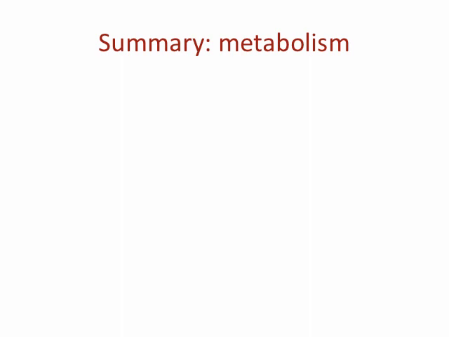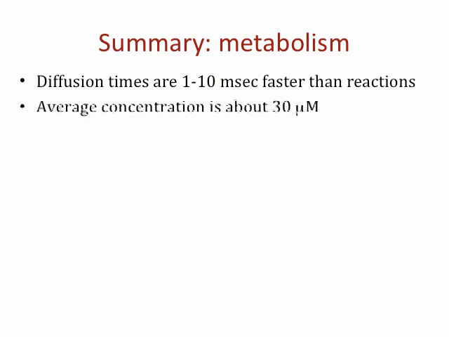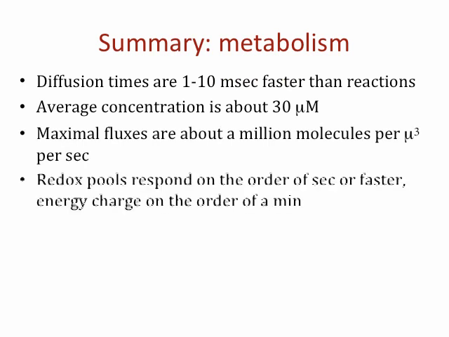So we can summarize some of these quantities for metabolism. First, diffusion times are very rapid inside small cells, too rapid to be of concern. And this is the reason why we can apply the dynamic mass balances on a homogeneous medium. This is an assumption we discussed in chapter 1 or 2. The average concentration of a metabolite is about 30 micromolar. The maximum fluxes through metabolic pathways are on the order of 1 million molecules per cubic micron per second.